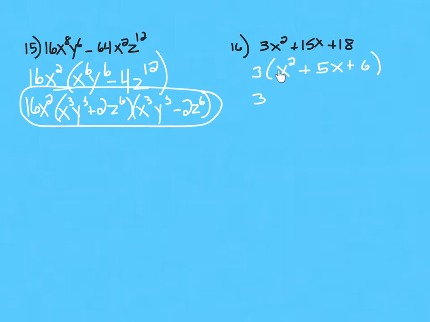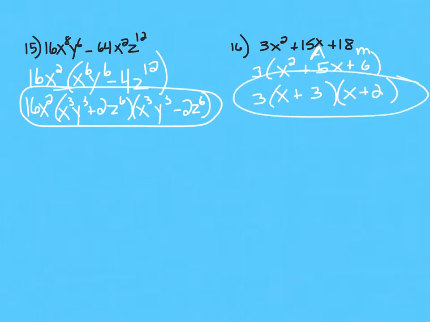If we have a trinomial whose leading coefficient is a 1, we set up two sets of parentheses. Since our trinomial starts with an x squared, we're going to put an x in the first spot in each parenthesis, because x times x gives us x squared, and then we're just going to do the AM method. So two numbers that add to 5 and multiply to 6 are just positive 3 and positive 2. So that one actually wasn't too bad.